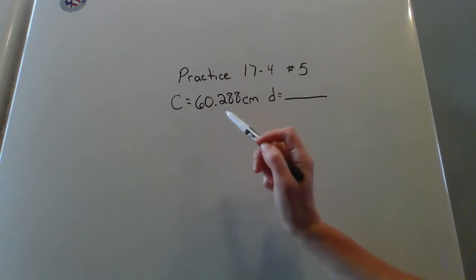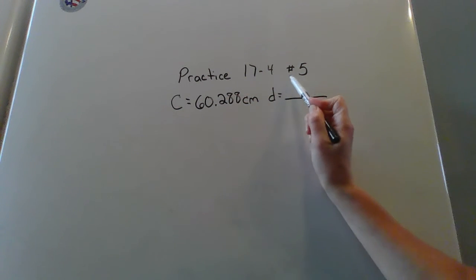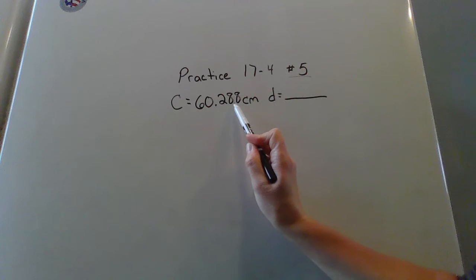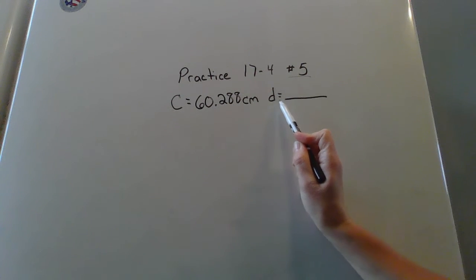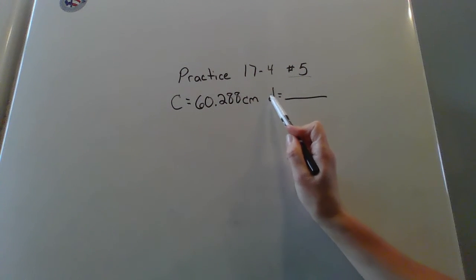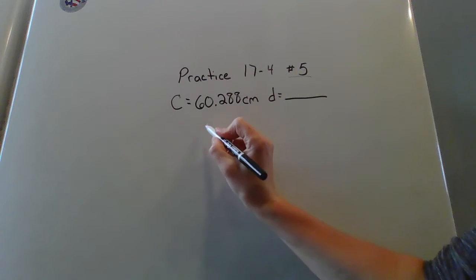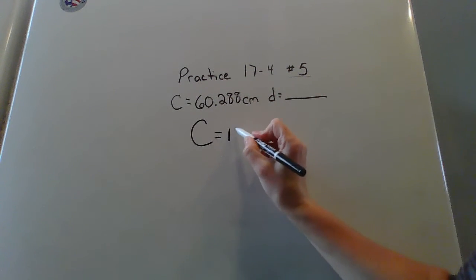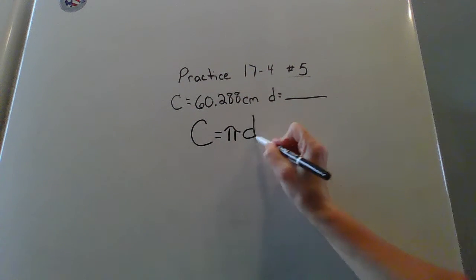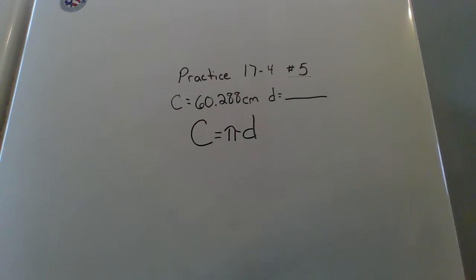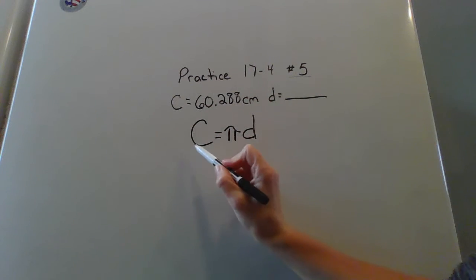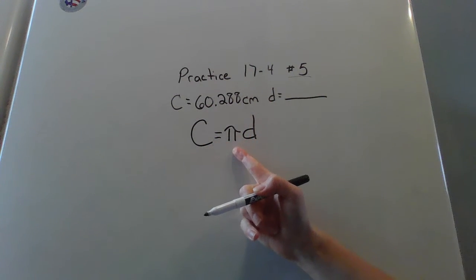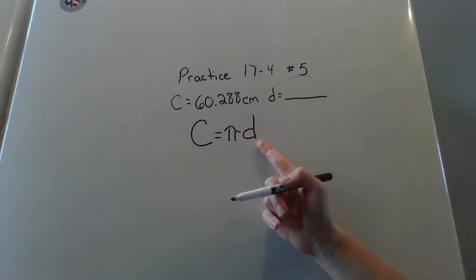Okay, so for this problem, for number 5, they are giving you the circumference equals 60.288 centimeters. You are asked to find the D. D stands for diameter. So the formula I am going to use is C equals pi times D. Okay, so why am I using this formula? Because they already told me what the circumference is. We know what pi is. We are trying to find the diameter.